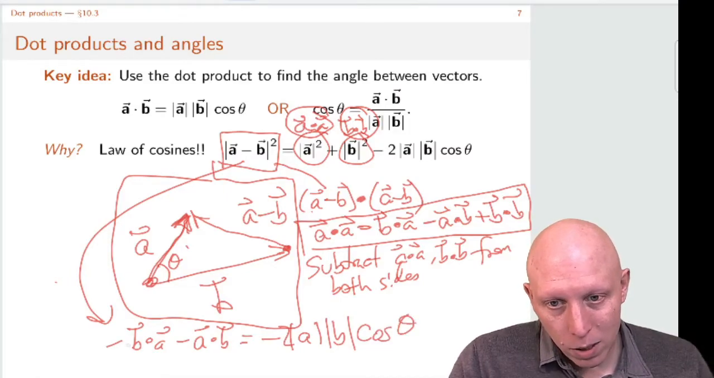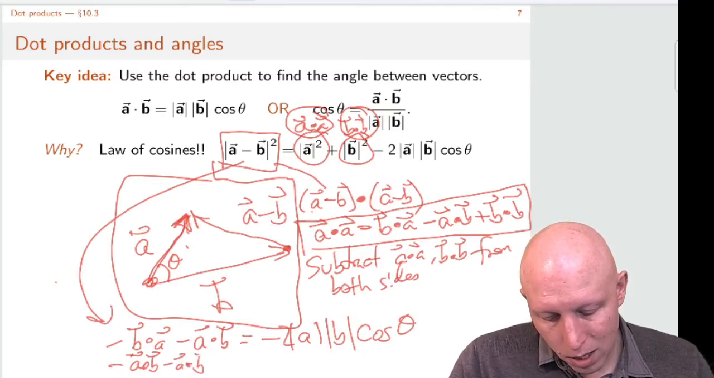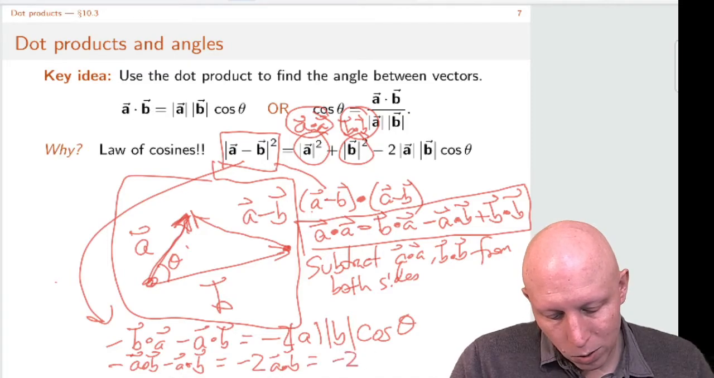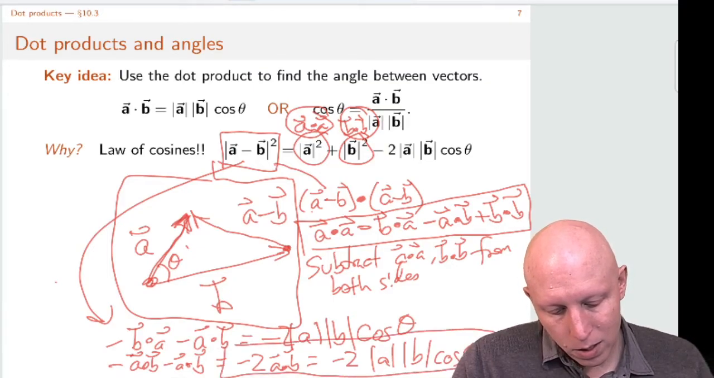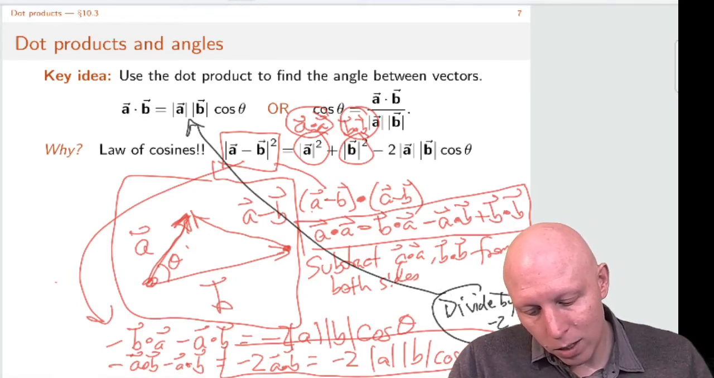We do one last manipulation: b dot a is equal to a dot b. So we have minus a dot b minus a dot b, which is equal to minus 2 a dot b, which is equal to minus 2 length a, length b, cosine theta. And if we divide both sides by negative 2, then we get this equation right up here.